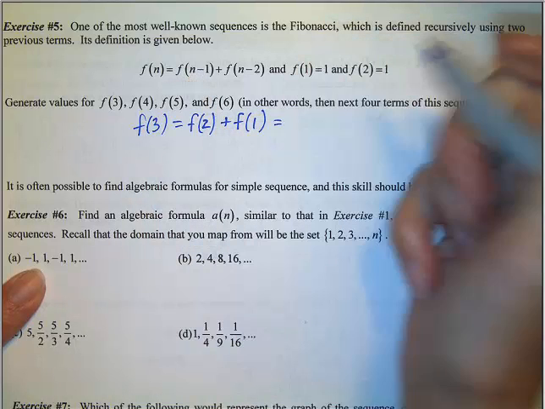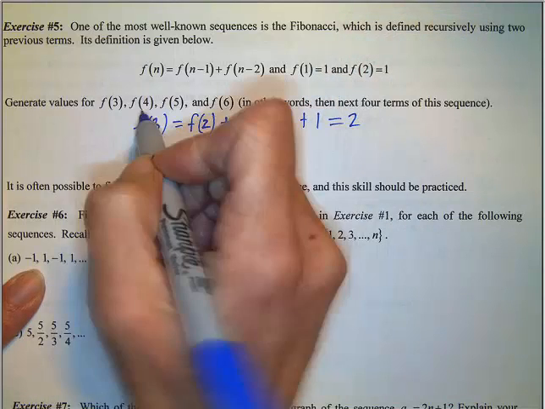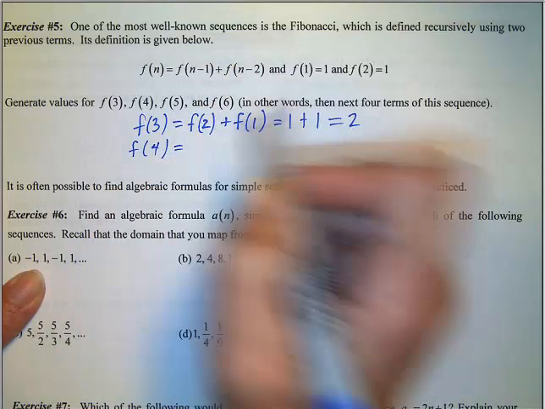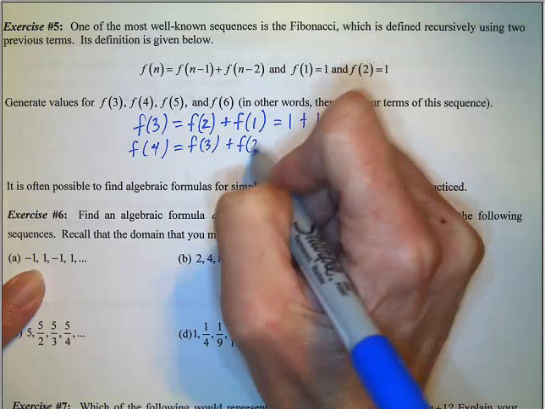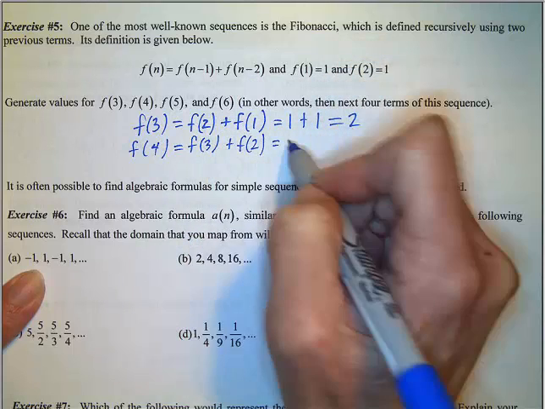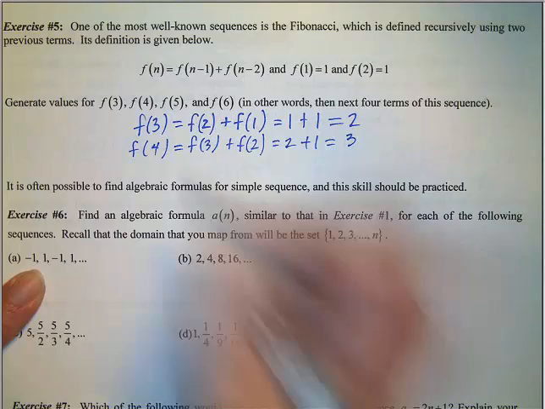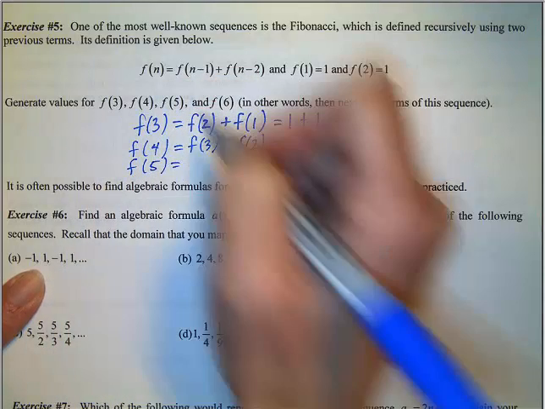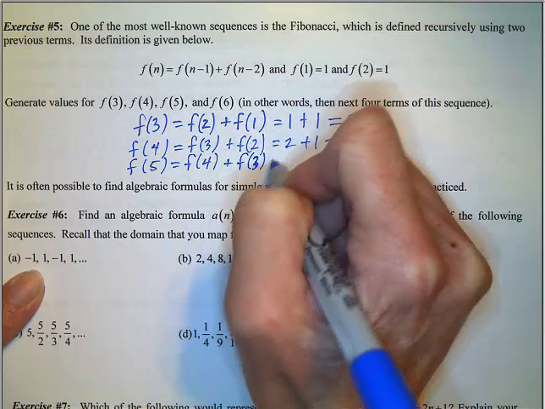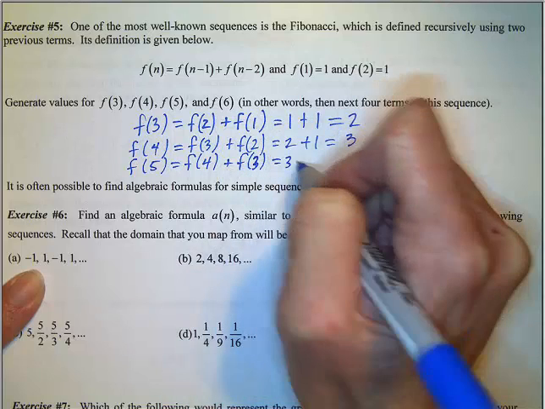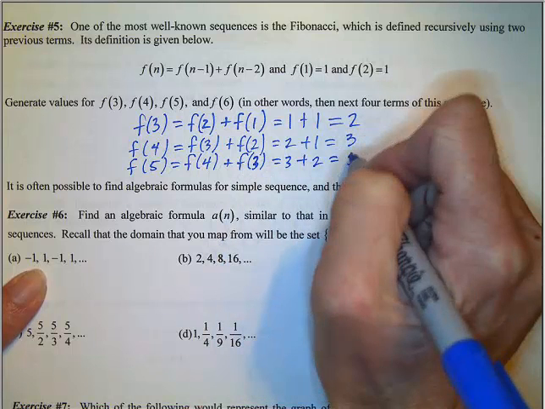So our answer to f of 3 is 1 plus 1, which is 2. So now f of 4 equals the previous term, which is f of 3, plus the second previous term, which is f of 2. F of 3 we just found, which is 2. F of 2 is 1, so 3. F of 5 is the previous term, f of 4, and the one before that, which is f of 3. So f of 4 we just found is 3, plus f of 3, which is 2, so 5.